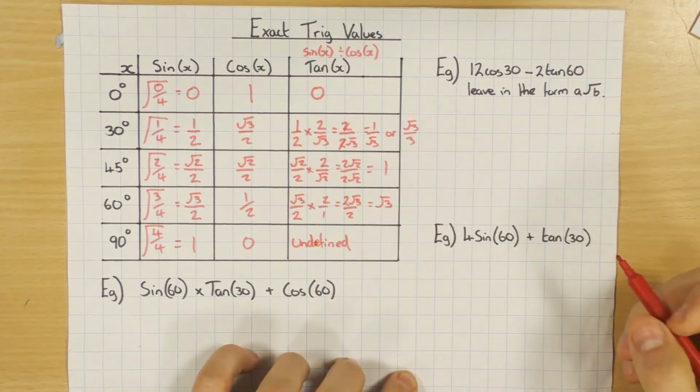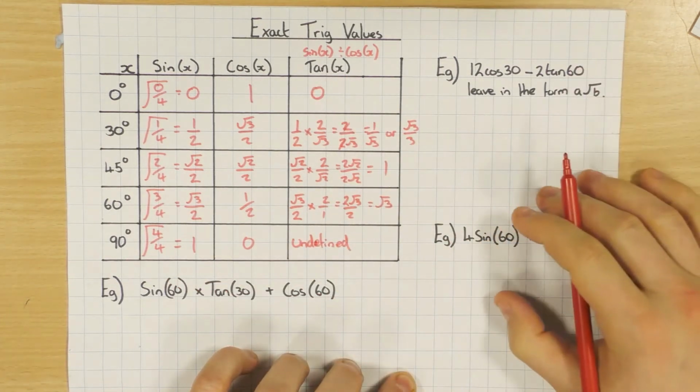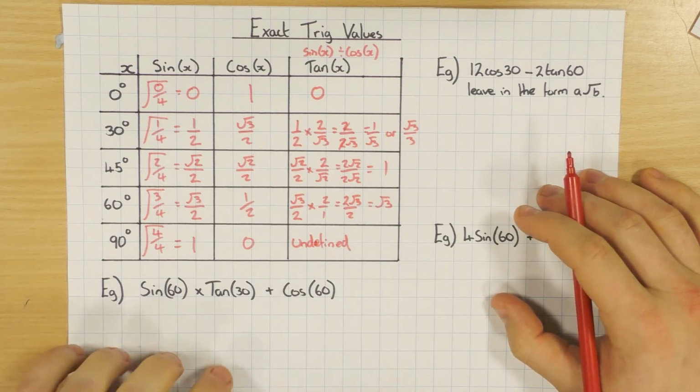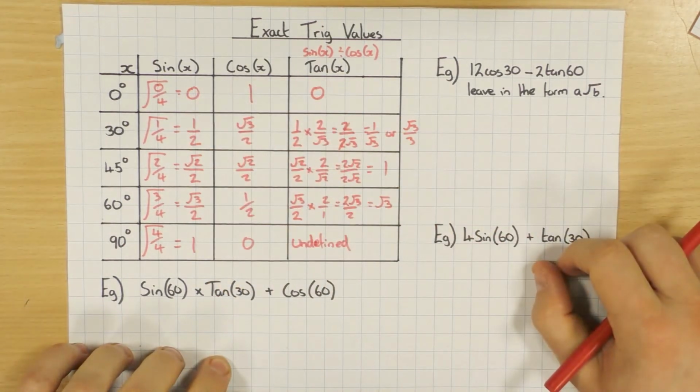Because that you can't actually do. And if you see the tan graph, when it hits tan 90, you'll see that it just goes off into infinity as well. So that's why it's called undefined. So that's how you can work out all of your values.